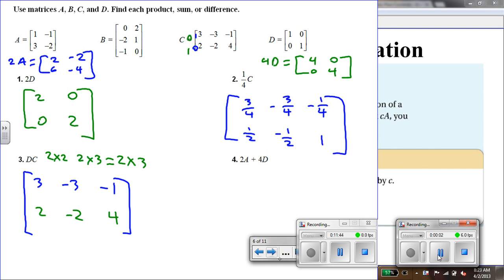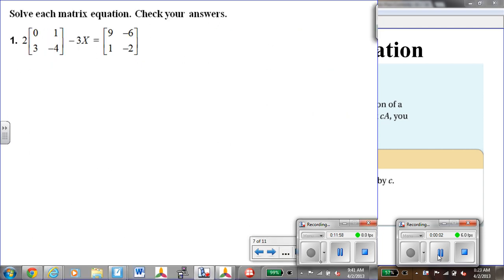Okay, now all I have to do is add these two together, so I'm going to end up with another 2 by 2. What's 4 plus 2? 6, negative 2, 6, and 0. That's it. So not very difficult math. We talked a little bit about matrix equations in 12.1. I mean, it's pretty much just doing algebra with matrices.